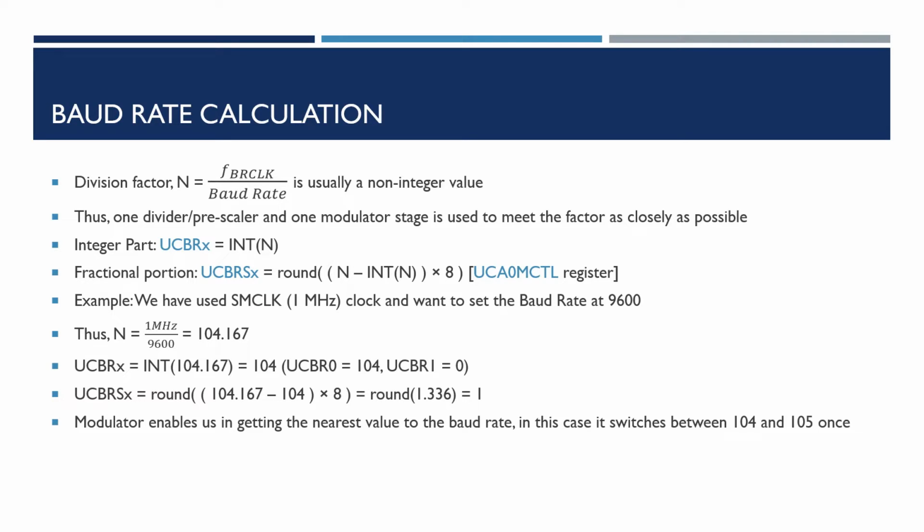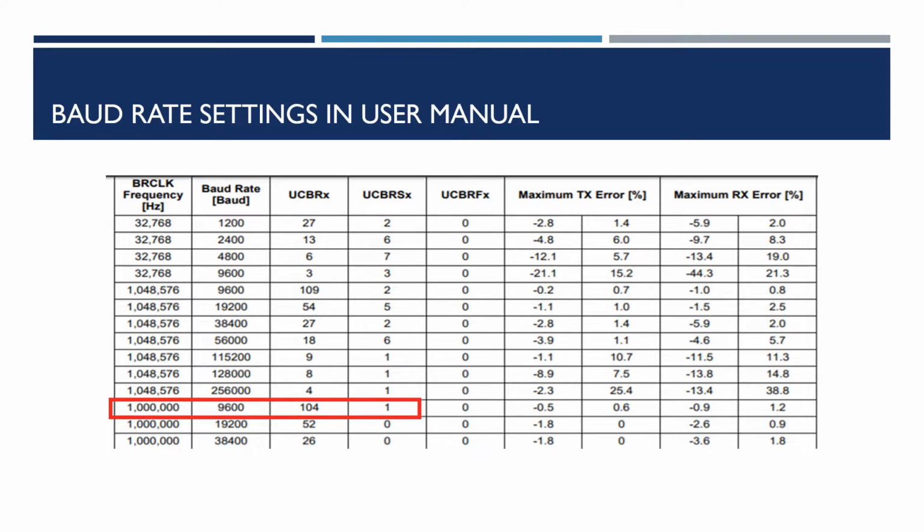Now, why don't we get the exact value? It's because it isn't an integer value. It is a non-integer value. And that's why we are using the modulator to get as close to that particular value of baud rate as possible. So this is a little tedious calculation which we need to do for the baud rate part. So the easiest way to configure the baud rate is to use the baud rate selection table, which is given in the user manual. So for 1 megahertz and 9600, the value is already highlighted, like for the UCBRX register and UCBRSX register. So we can directly use those values.